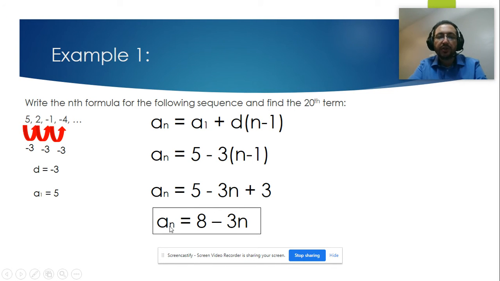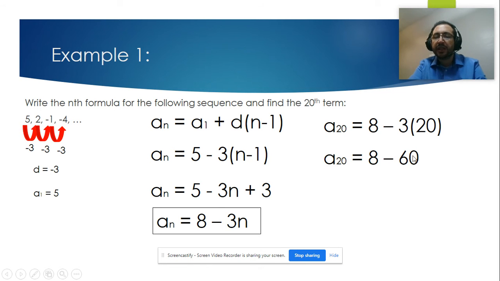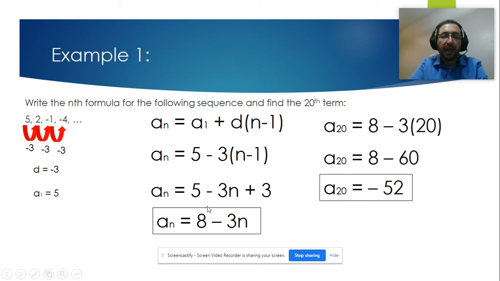So I'm going to find the 20th term. I'm going to substitute the n for 20. So -3 times 20 will be -60. So the 20th term will be 8 minus 60, which in this case is -52. So that's how we use the nth formula to find any term.